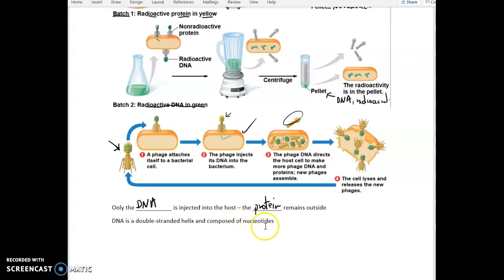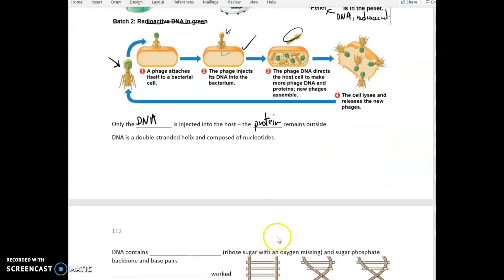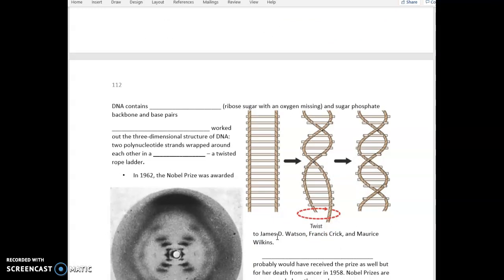Now we know that DNA is a double-stranded helix and it's composed of nucleotides. It contains a deoxyribose, which is a ribose sugar with an oxygen missing. Deoxy just means without oxygen. And a sugar phosphate backbone. And then it also has these funny looking base pairs.